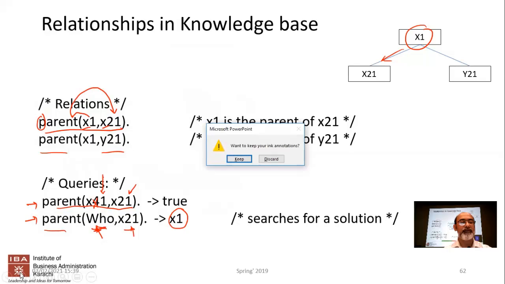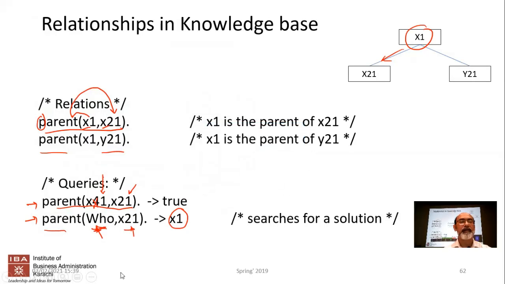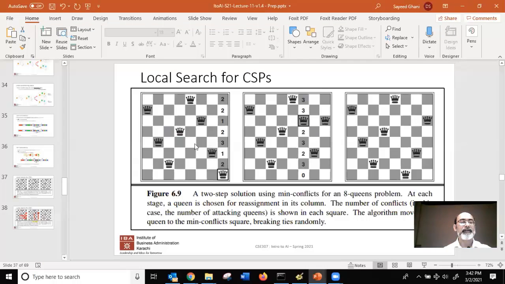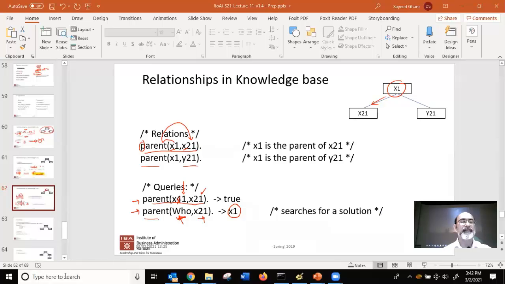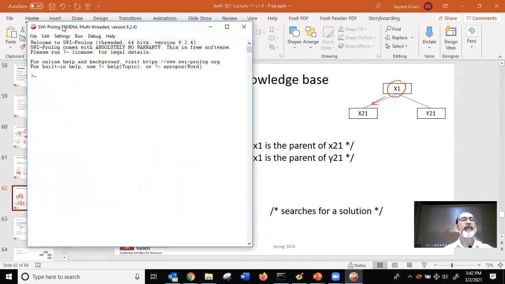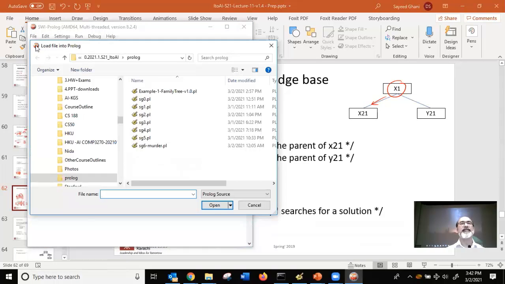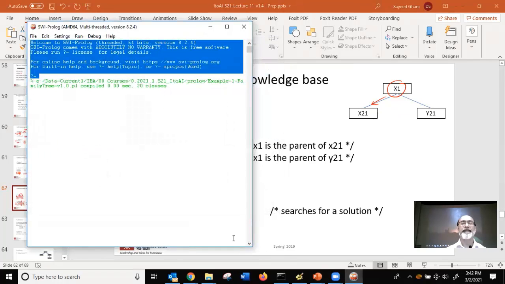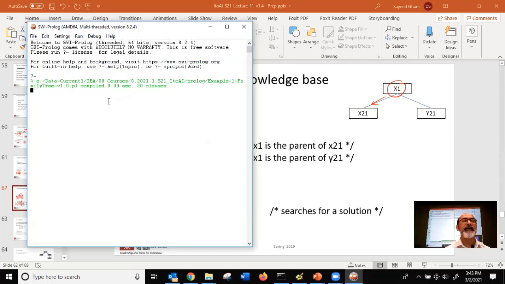If I go here and start Prolog, it would come up over here. Now I'm going to consult the knowledge base. I've already got a knowledge base over here, which I've written down. It says that it has 20 clauses. This is the interface for SWI-Prolog, which is the most popular version of it.